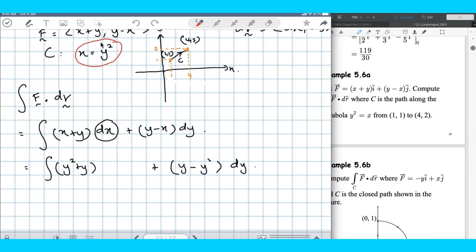So what we can do is differentiate implicitly where you have y squared equals x. Okay, so you want to have the dx. So 2y dy, and this is dx. So we can say that dx is 2y dy.